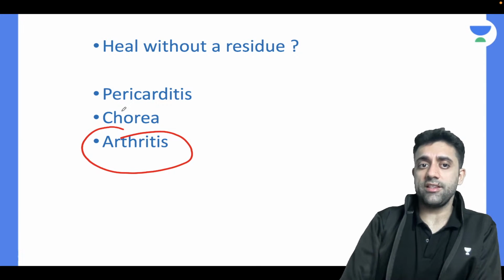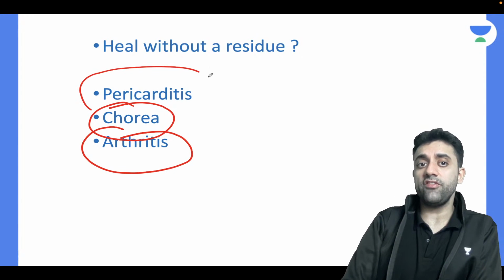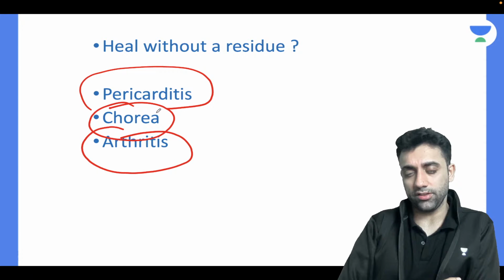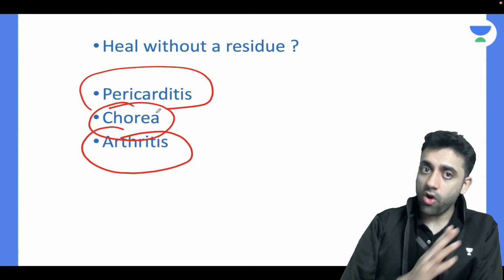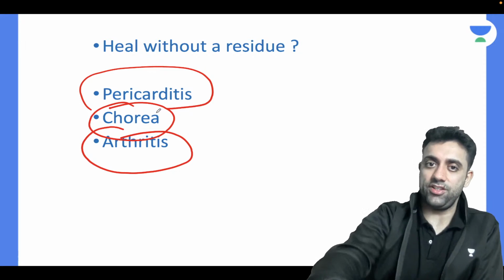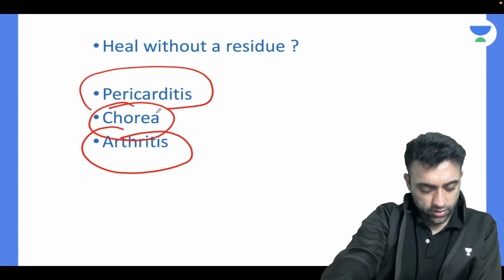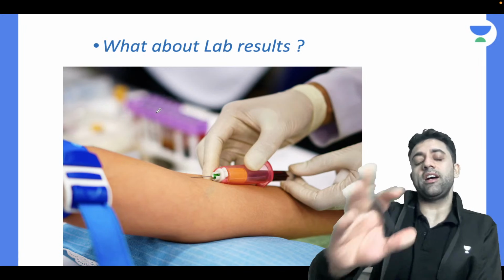Our arthritis, even chorea manifestation, even features of pericarditis, the pericardial rub and everything, they all heal without a residue. That is one more point you need to know. Okay. Next, very important. This is a good one.